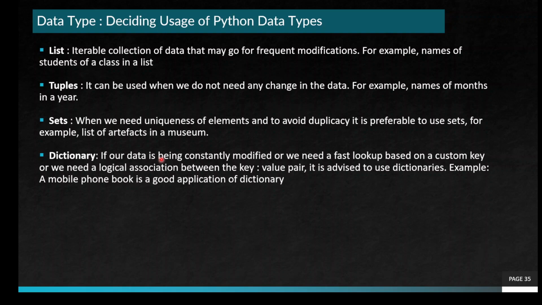And whenever we require key-value pair type of data, like a dictionary, we must use the dictionary data type only.